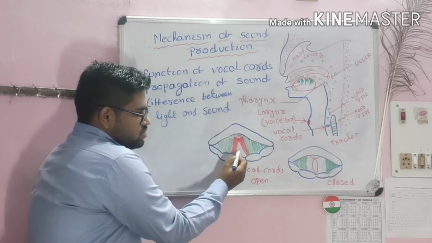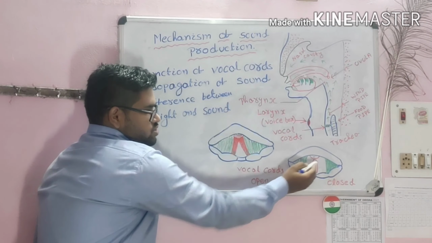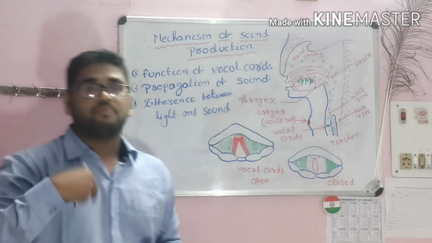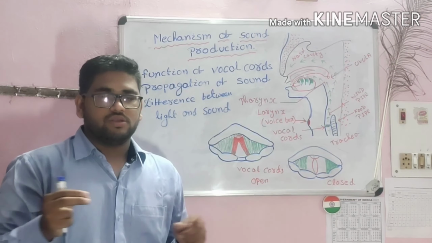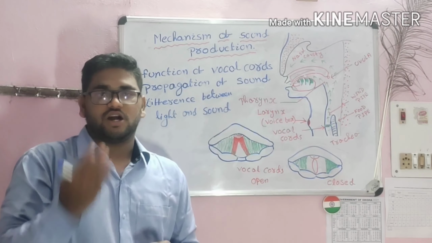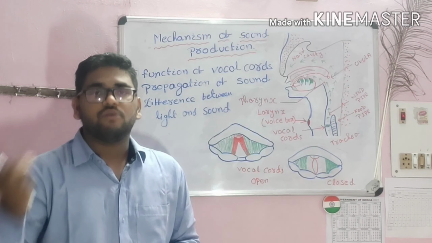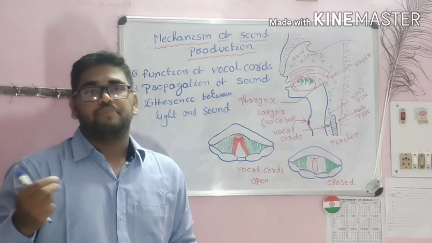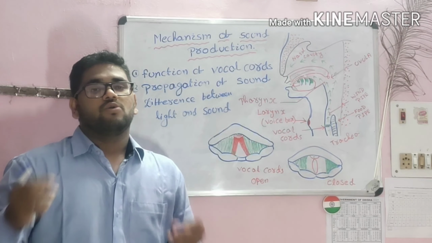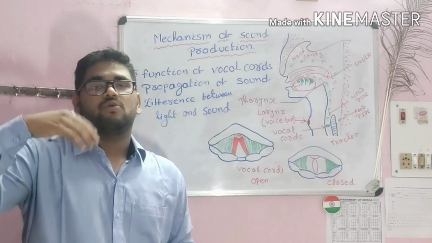So air can pass through it, then again it is closed. When it is closed, air cannot pass through it. But when it is open, the air passes through it and starts vibrating it. The amount of air will determine the pitch and amplitude of the voice, what we are shouting or what we are saying.